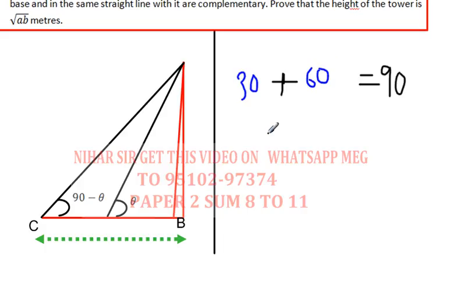मुझे ये 60 कैसे मिला? So I subtracted 30 from 90. So ये मुझे 60 मिल गया. So this is 60, so the second angle is 60. So this is theta, 90 minus theta.